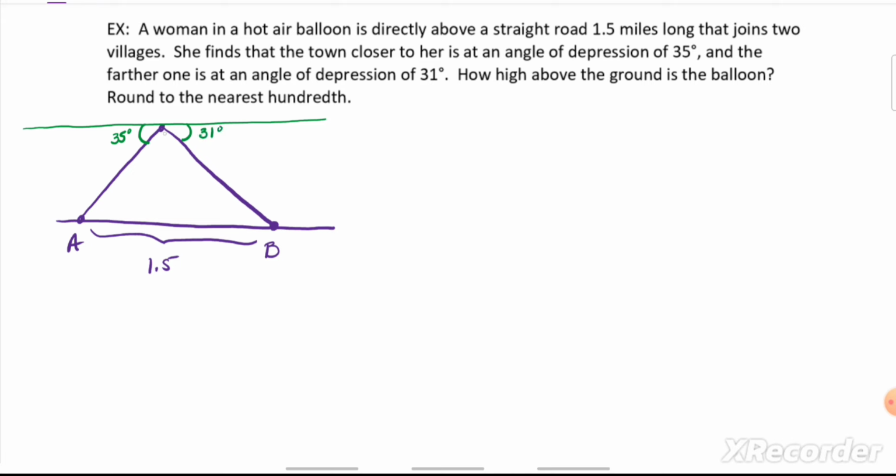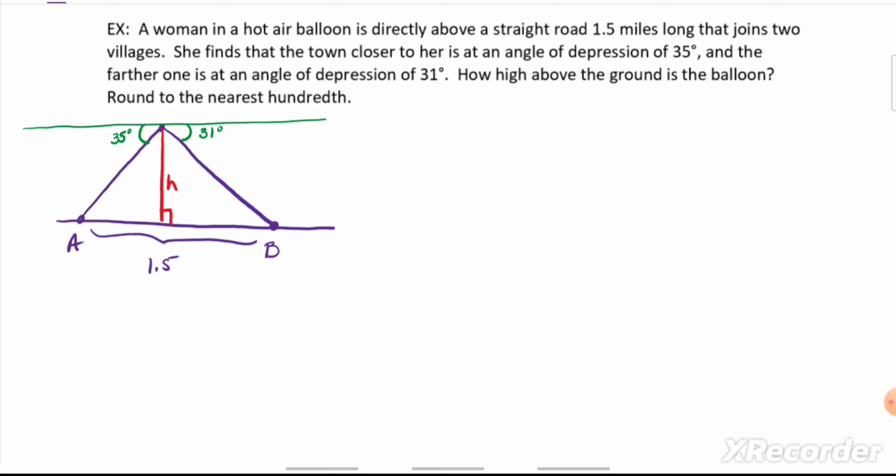And we want to find how high the balloon is above the ground. We're looking for this height here. Okay. And that straight line will create a right angle there.